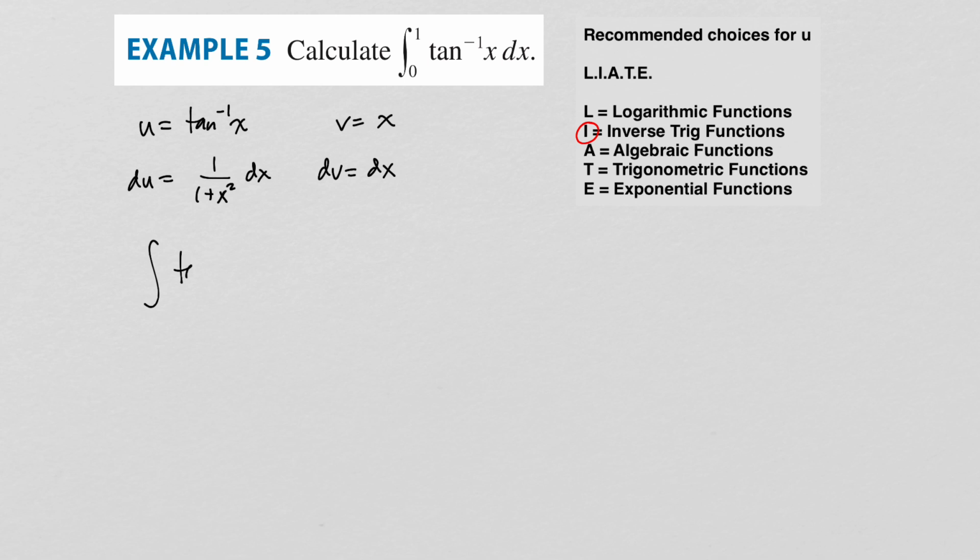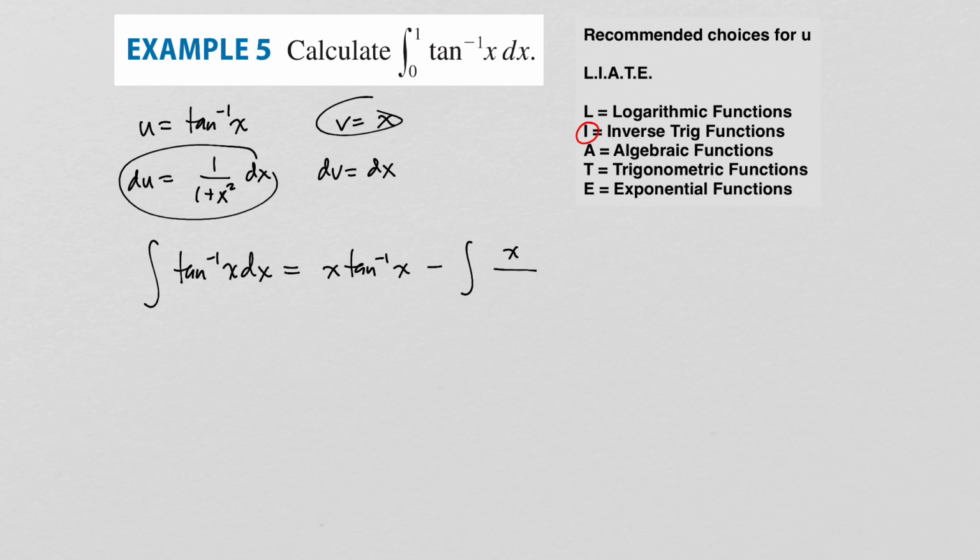And so the integral of inverse tangent of x dx is u times v, so that is x inverse tangent of x, minus the integral of v times du. And when you multiply those together, you get x over 1 plus x squared dx. Now, I want you to notice that I am keeping the limits of integration out of the problem. In this case, you want to do your limits at the very end. So the next step is I just want to focus on doing this integral now.